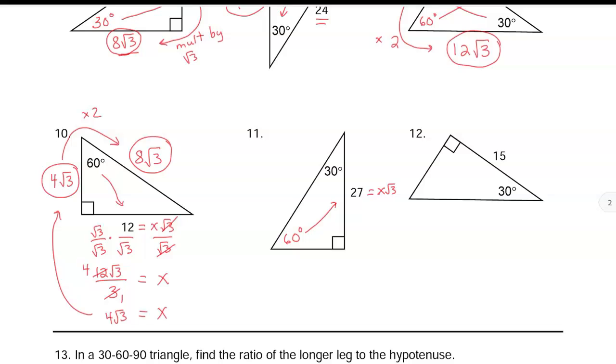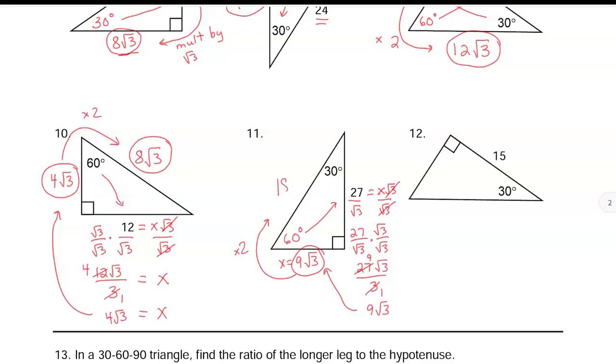So since the equation's written there, I'm going to divide both sides by root 3. That means I need to rationalize 27 over root 3. I'm going to multiply top and bottom by root 3, which gives me 27 root 3 over 3. 3 goes into 3 once. 3 goes into 27 9 times. So 9 root 3 is the length of the shorter leg because that's the value of x. Take 9 root 3 and multiply it by 2 to get the hypotenuse, which is 18 root 3.